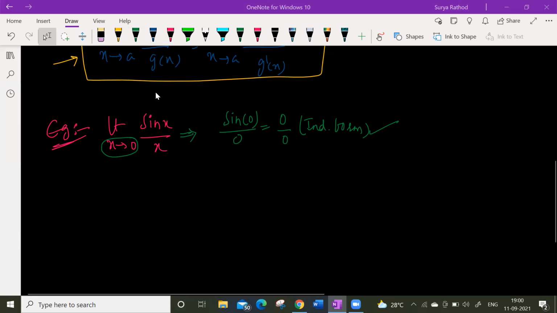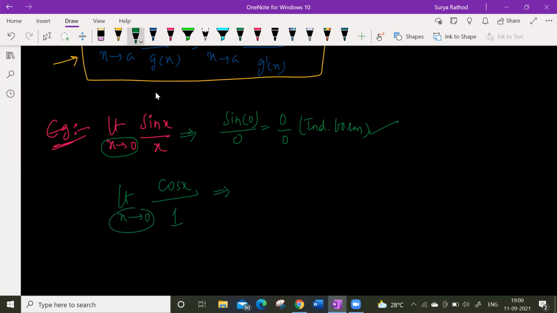Look at this here. Differentiation of the numerator: limit x tends to 0 will be as it is. Differentiation of sin x is cos x, divided by differentiation of x, which is 1, isn't it? Now you substitute the value of x in the given function. So cos 0 divided by 1. Cos 0 is 1. 1 by 1 is 1. Therefore, limit x tends to 0, sin x by x is equal to 1. This is the answer. Clear?